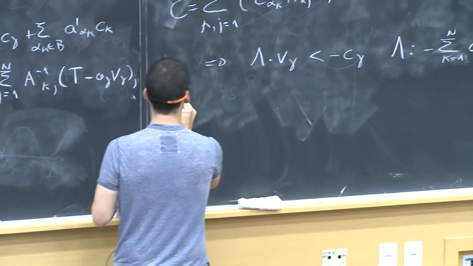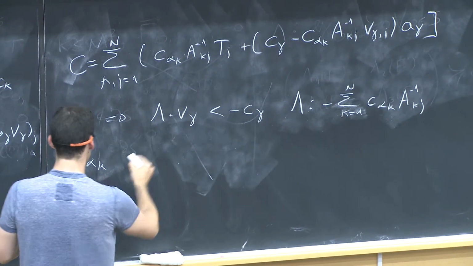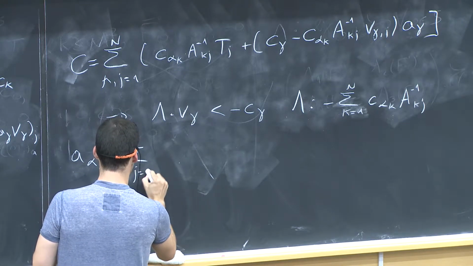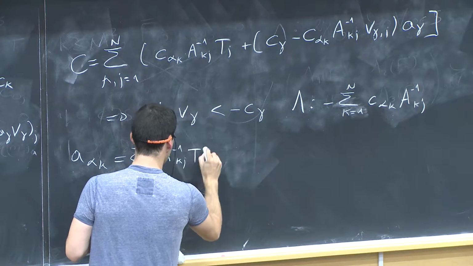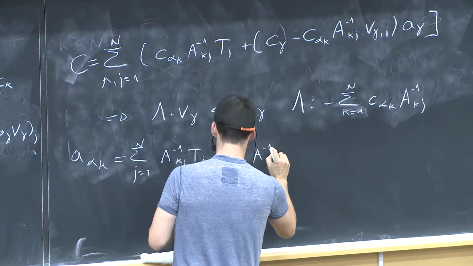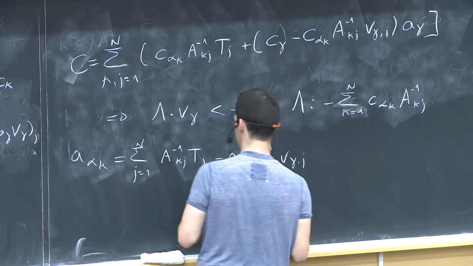So, as you dial up this A gamma, the other coefficients, they are given by this, A minus 1 kj tj minus A gamma, A minus 1 kj v gamma j. Okay, I think maybe I was putting a prime.